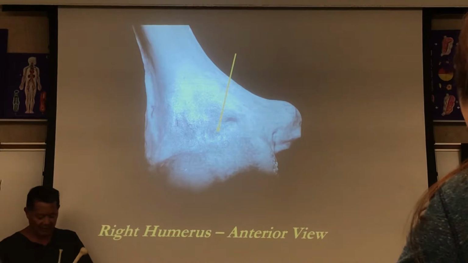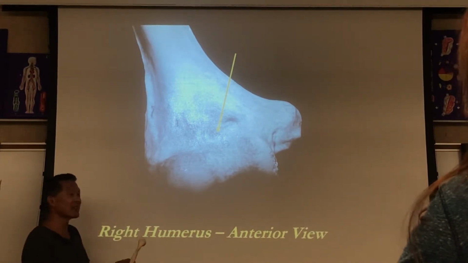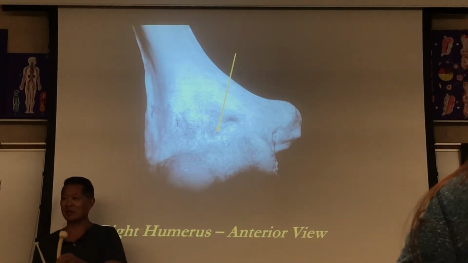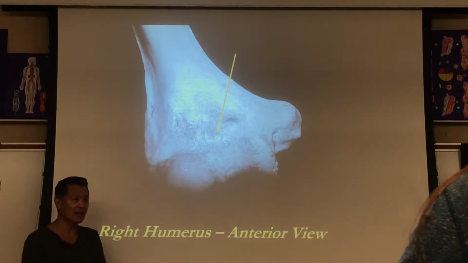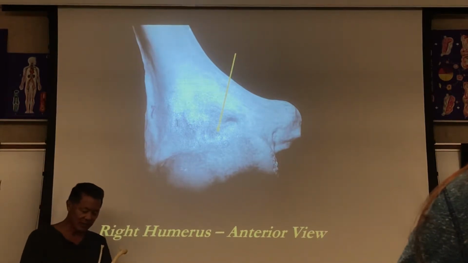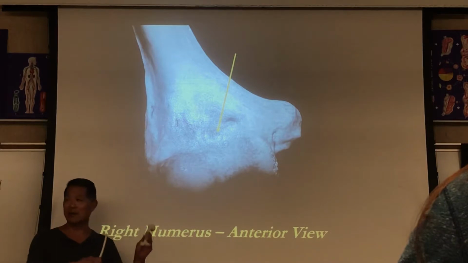Coronoid process. And when your elbow's completely bent, that process is sitting in this cup. So it's kind of like the equivalent of the olecranon and the olecranon fossa. This is the coronoid process and the coronoid fossa. Everybody got it? These names make sense.